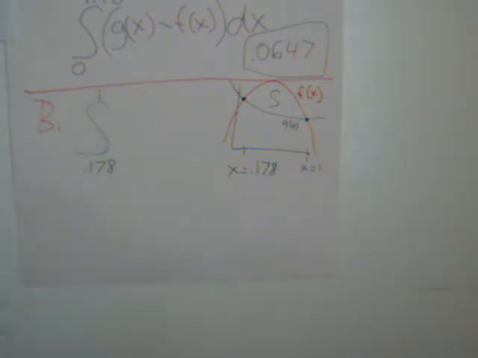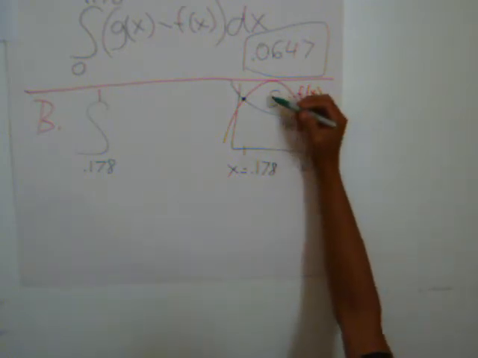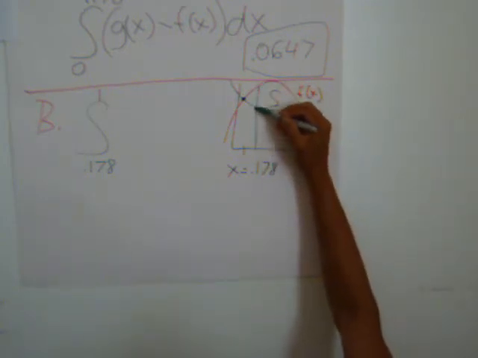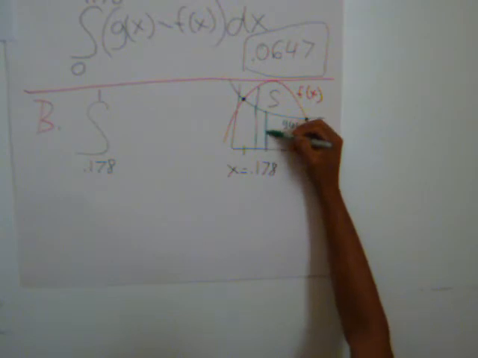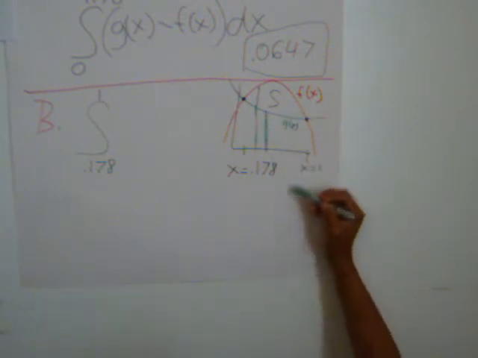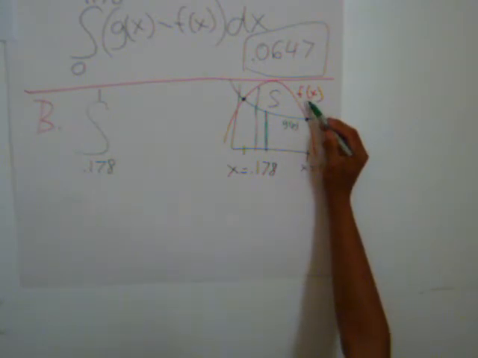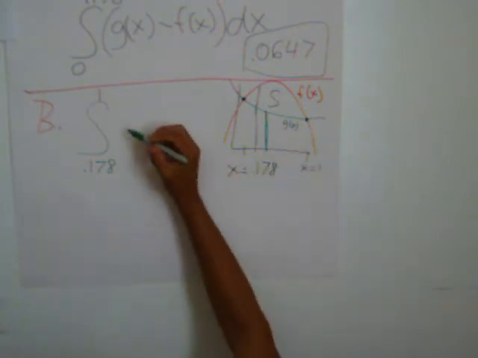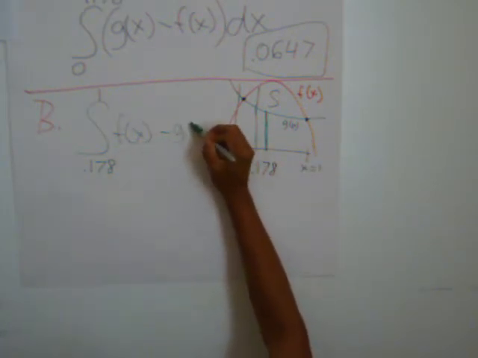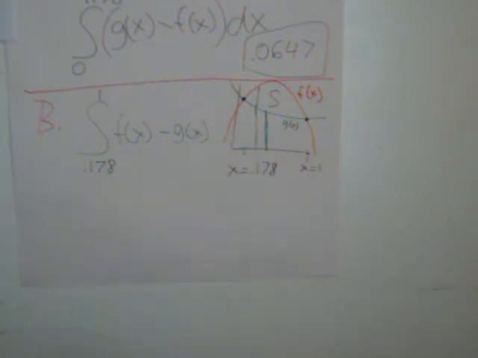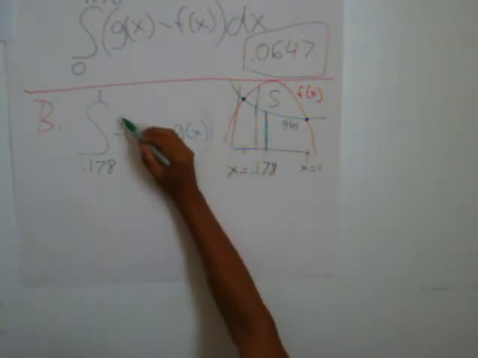So just like in the other problem, for this one, we're going to do the top curve minus the bottom curve. And that gives you the area of S. So it's going to be f of x minus g of x. Remember to put parentheses around your problem and tack on your dx.